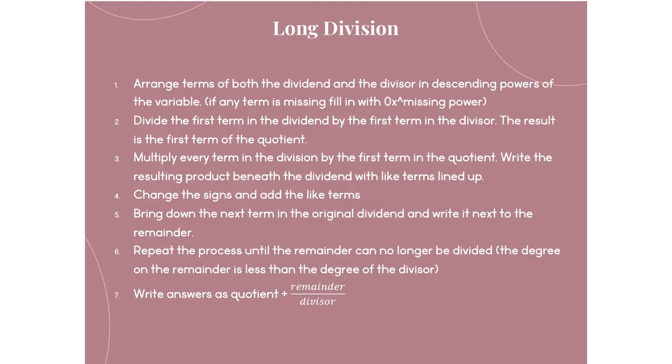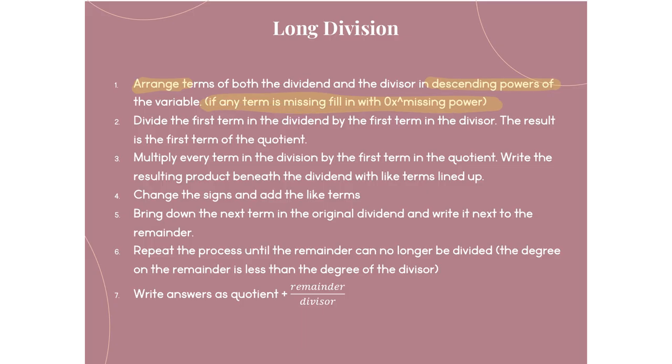First thing is arrange the terms of both the dividend and the divisor in descending power of the variable. So the highest power has to go first. Always arrange. That's one of the most important things. Make sure you arrange it in order, okay? So I'm going to highlight it. Arrange the order, descending power of the variable. If any term is missing, fill in the missing power. That's also super important for when we're solving these, and you'll see them in the example.